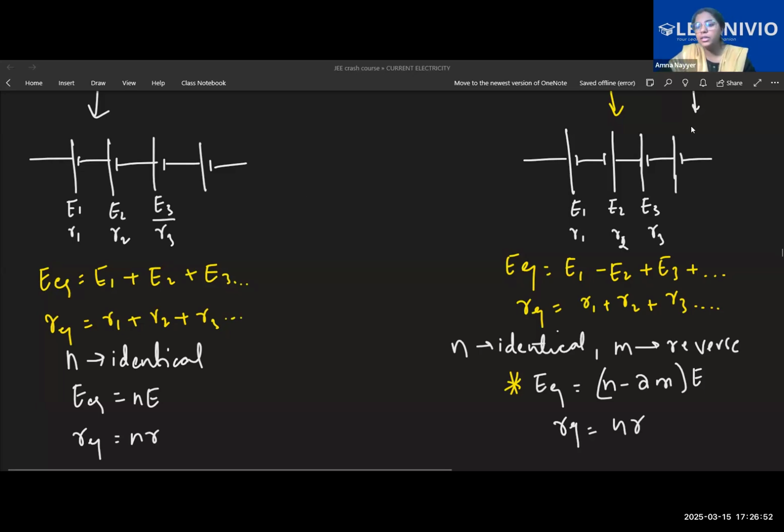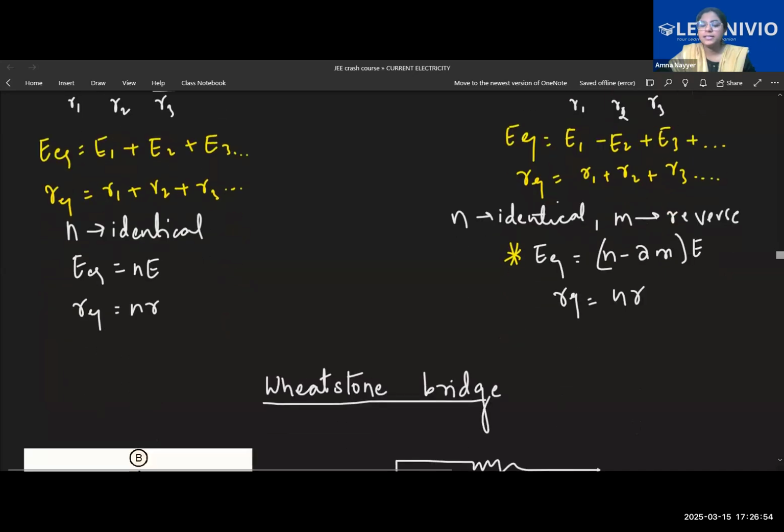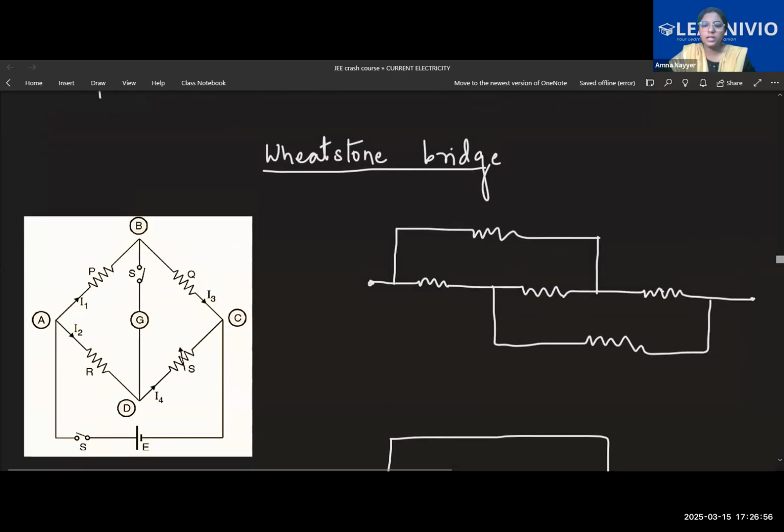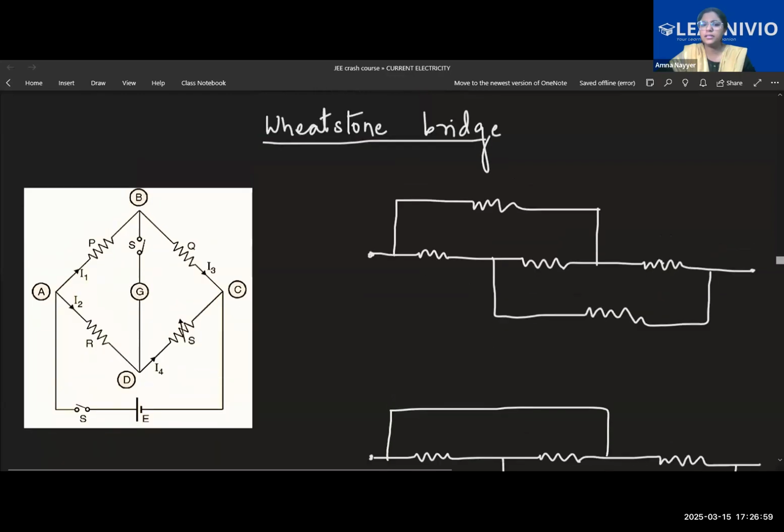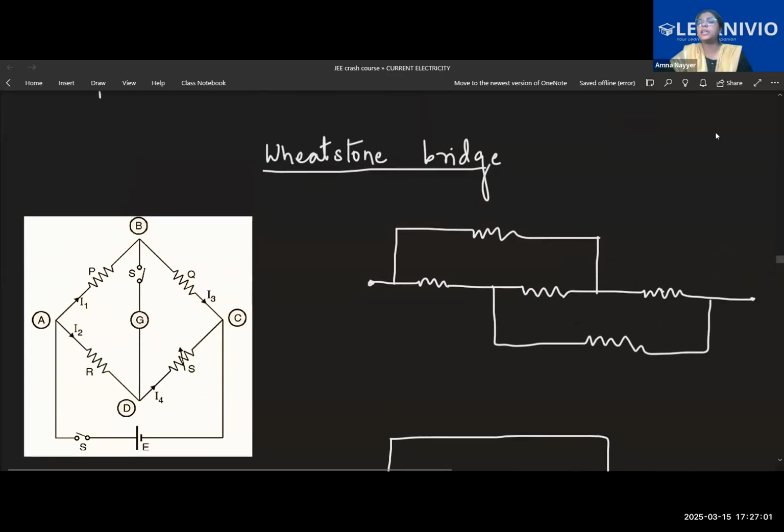Okay, coming to the Wheatstone Bridge part. See, Wheatstone Bridge you all have had in your syllabus. Meter bridge and potentiometer were deleted.